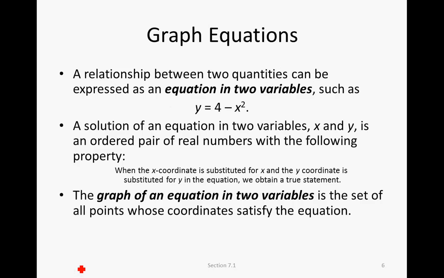Okay, so when we're graphing equations, there's a relationship between the quantity x and y. Y equals 4 minus x squared. We can find these values of x and y mathematically, and we can find them graphically. And whichever way we find them, they're called the solution of the equation. Now, the solution of our equation is an ordered pair of real numbers that make the equation true. It's also the set of all points whose coordinates graphically satisfy the equation. So we have 2 ways to find solutions, mathematically and graphically.